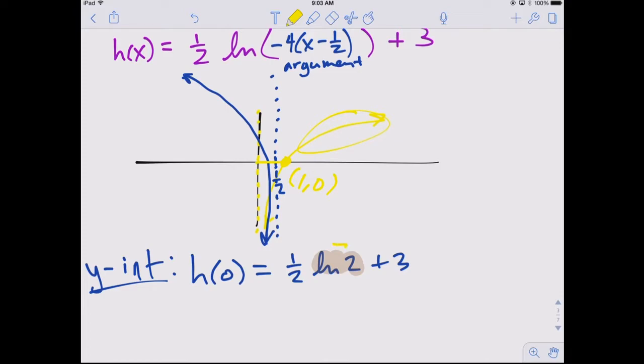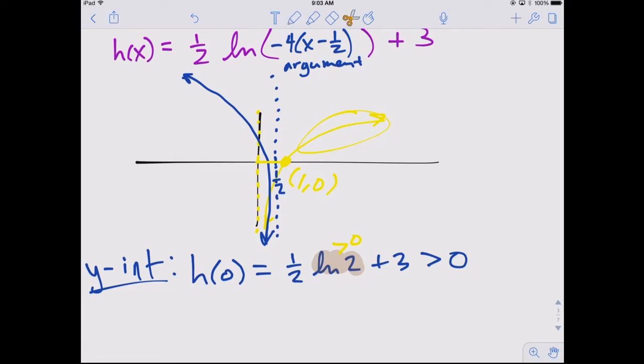So the natural log of 2 is just a positive number. A positive number times 1/2 is still a positive number, right? And then a positive number plus 3 is a positive number. So that's still a positive number, which means our graph actually crosses the y-axis somewhere in positive land. So can I leave my blue graph like that?